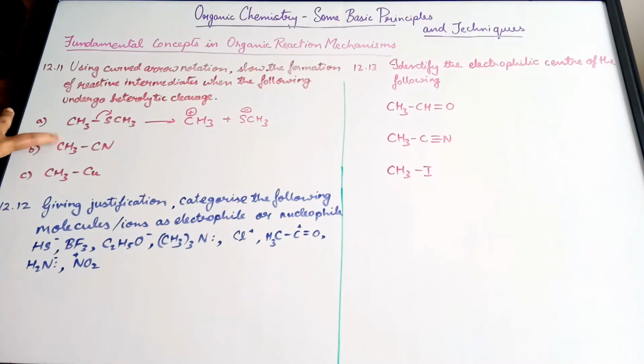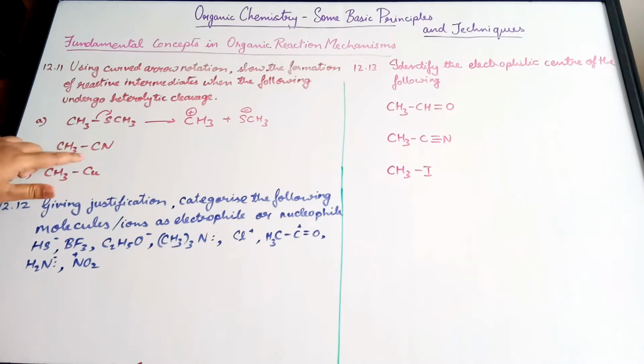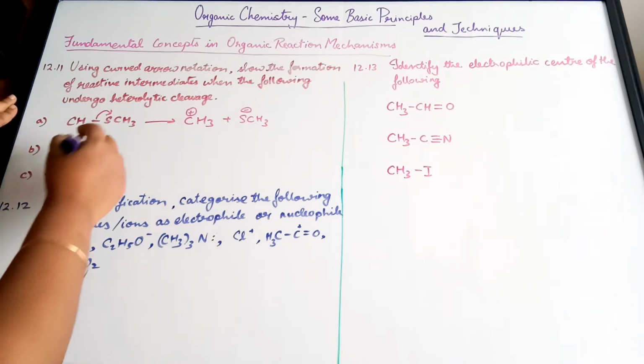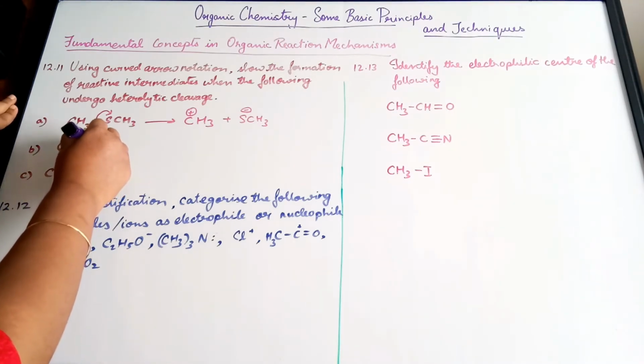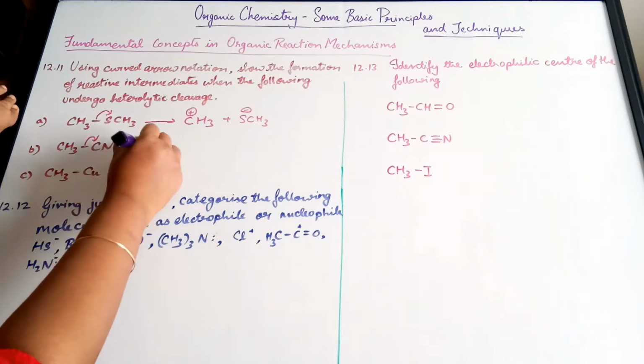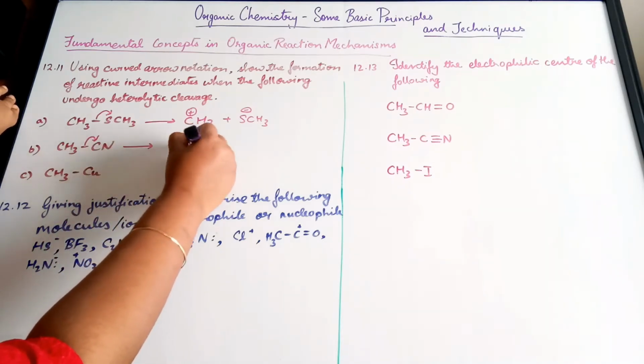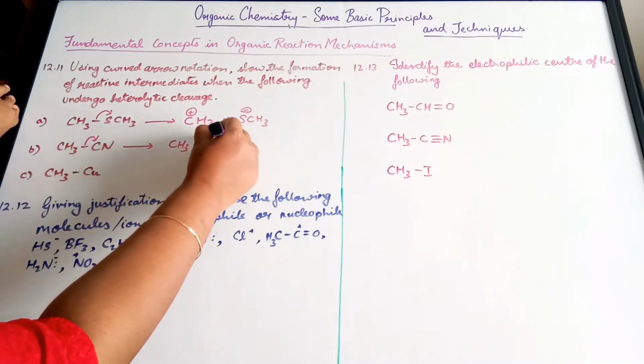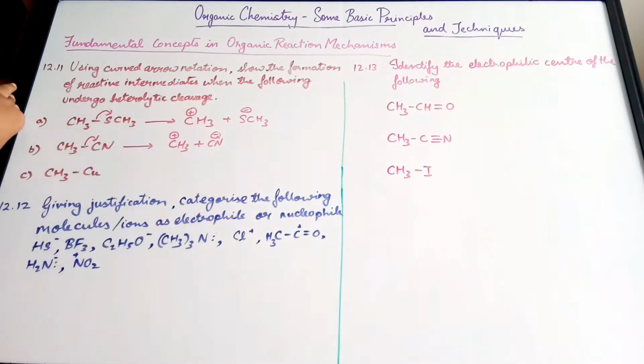The next one is CH3-CN. Here nitrogen is more electronegative. So the electrons of the bond will go towards the CN, leading to the formation of CH3 plus and CN minus. Not only that, CN is electron withdrawing in nature.